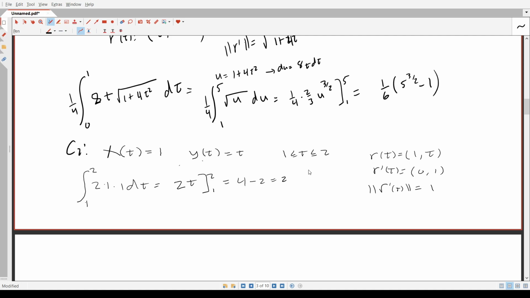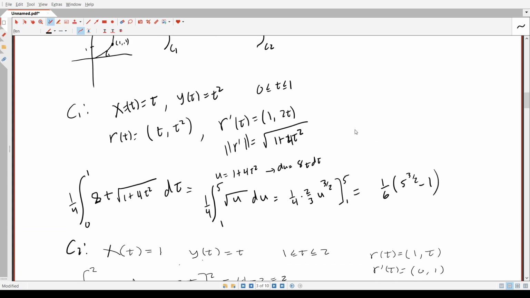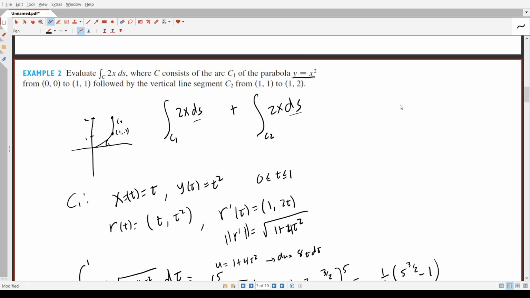Okay, so to put it all together, I need to do my total integral. This is going to be 1/6 times (5 to the 3 halves minus 1) plus 2.